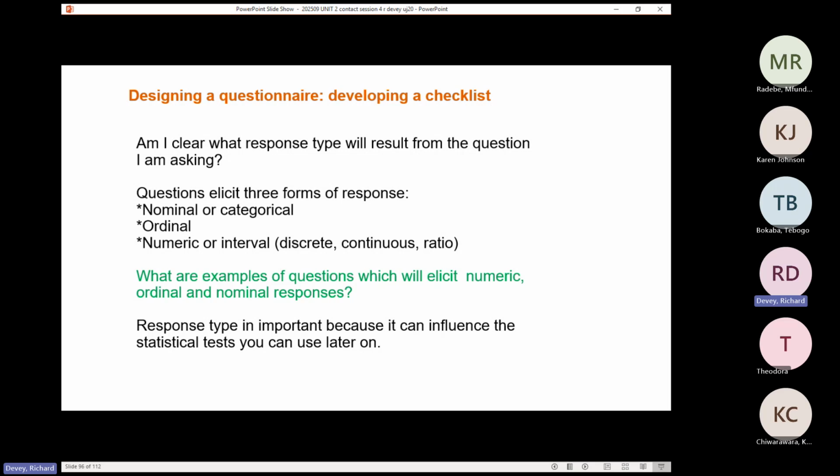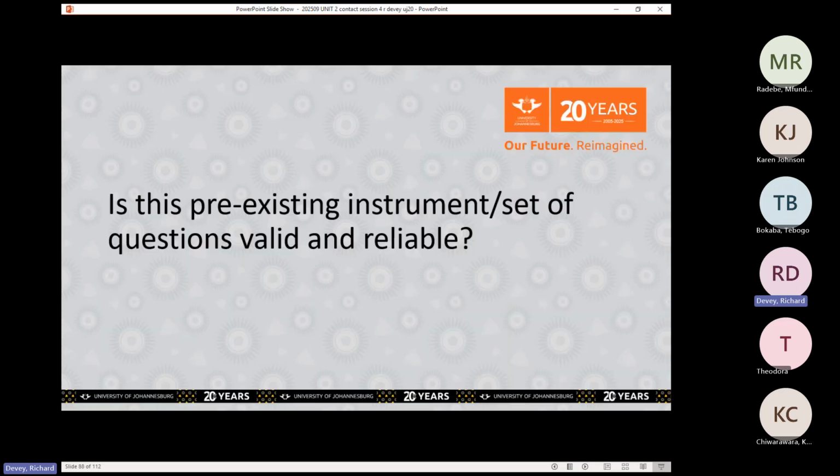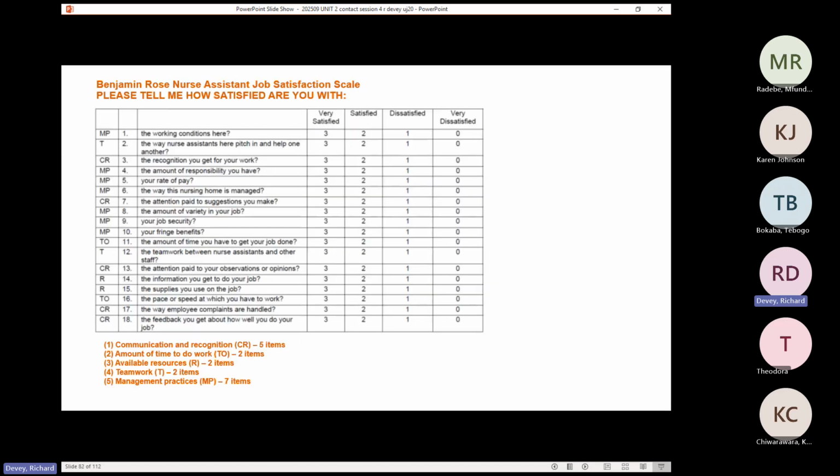The ordinal response is where we ask the person to rate something. If I go back to this question here, this is an example of a set of ordinal questions. Please tell me how satisfied are you with each of the following. The working conditions here: very satisfied, satisfied, dissatisfied, very dissatisfied. That's an example of an ordinal scale. So there's an order to the responses, and there's a logical order to that sequence.